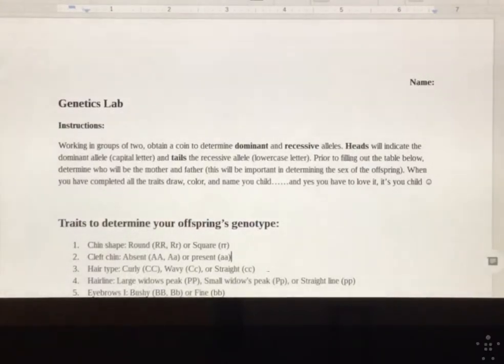Alright, so today we're going to be talking about genetics lab. You're going to be doing a lab with your partners, so you'll need to partner up in pairs of two. If there's an odd person out, you can do a partner of three. You'll just have to take some turns doing it.